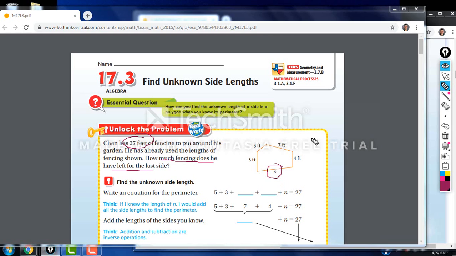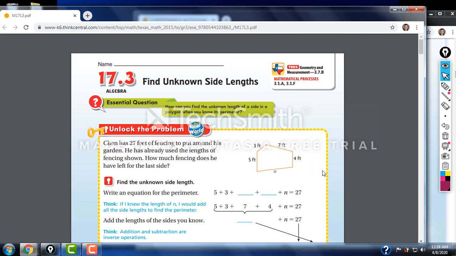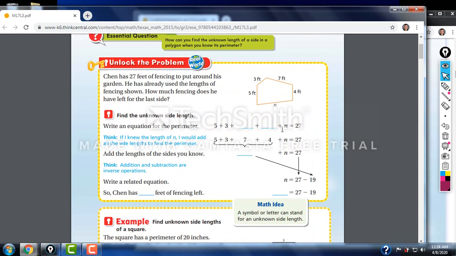Simple process. You're already given the perimeter. You know it's 27. All you're going to do is add the sides that you have. Get the sum for those. Once you get the sum, you subtract it from 27. That'll give you the unknown number or the unknown length. Now, the book has all these little arrows and things. Don't get confused. They're just making it simpler here.